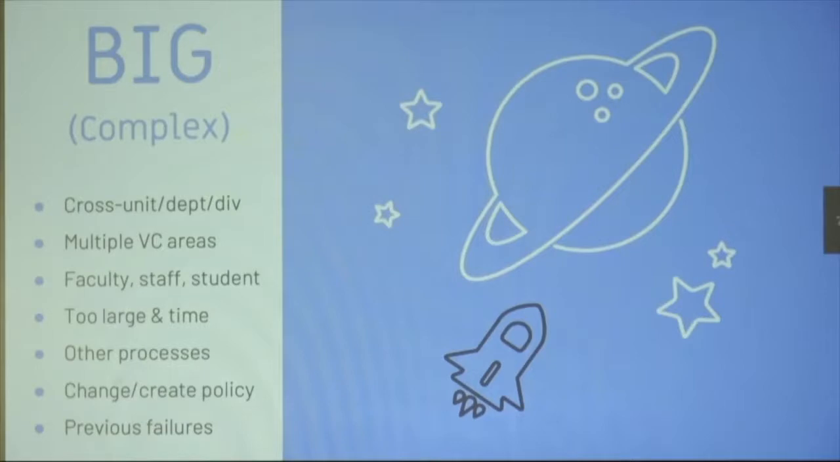It may just off the surface seem too large and too time consuming. Other processes, meaning there's a golden rule everyone lives by, and I want to change this, but if I do, it's going to affect another process. What do I do about that? Change or create a policy. So again, maybe that thing that's out there is a policy. Maybe there is no policy, and part of the challenge or what makes it seem complicated is that you need to create a policy, and where do we go from there? And previous failures, meaning this particular topic may have been attempted before, and now it's your turn to think about it, and you're like, well, it didn't work before, this is going to be complex. So those are the things that will help you identify what a complex project is that we came across.